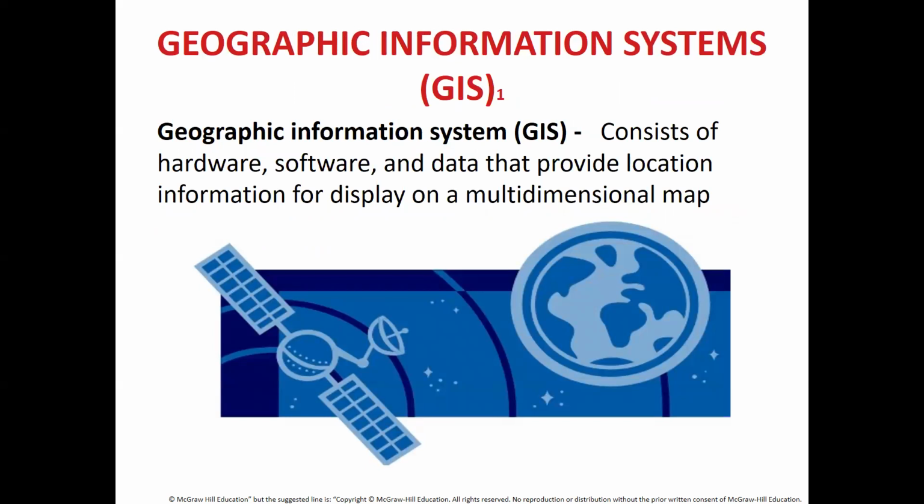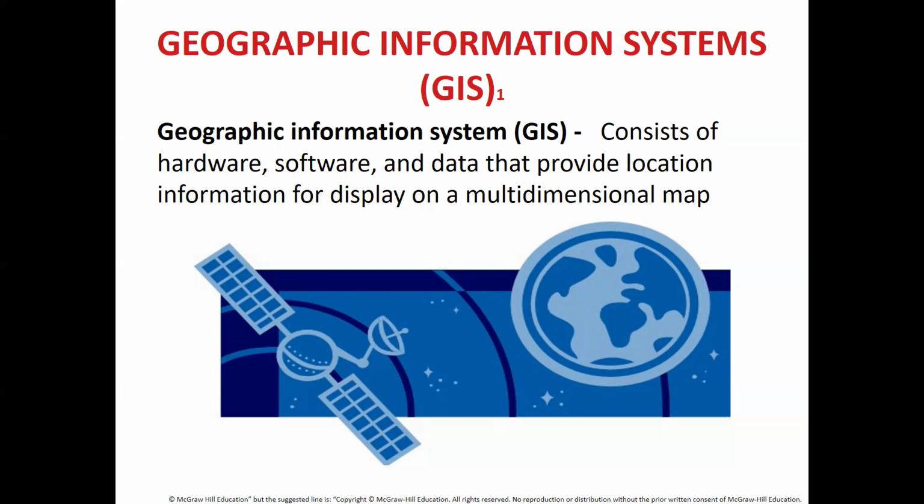Now GIS, or Geographic Information System, consists of hardware, software, and data that provide location information for display on a multi-dimensional map. So when you talk about GIS, this is basically related to geographical based software. It also has hardware in it, different types of devices. What it does is provide information on a specific geographical location. Now, where are these kinds of software used? If you ever go to a TLTB office and try to locate a specific area, they use a GIS device to actually go and see that specific location.